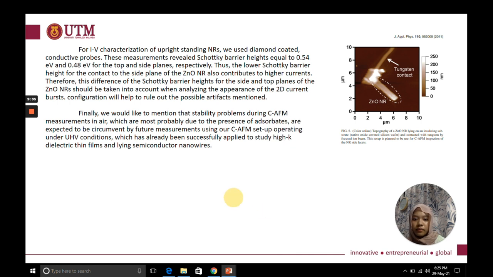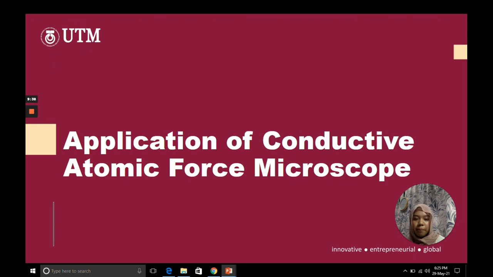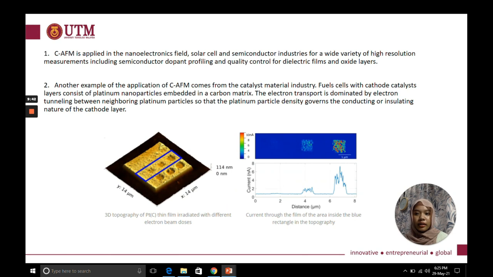Next is the application of the CAFM, where we have two applications. The first one is that CAFM is applied in the nanoelectronics field, solar cell and semiconductor industries for a wide variety of high resolution measurements, including semiconductor dopant profiling and quality control for dielectric films and oxide layers.